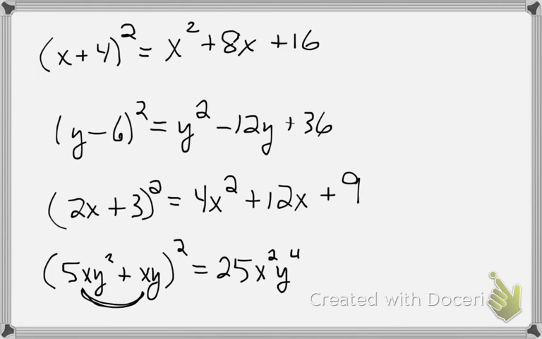What is a times b? 5x to the second, y to the third. Yeah, 5x squared y cubed. Doubled? 10x squared y cubed. That's your 2ab. Multiply them together and then double that coefficient.